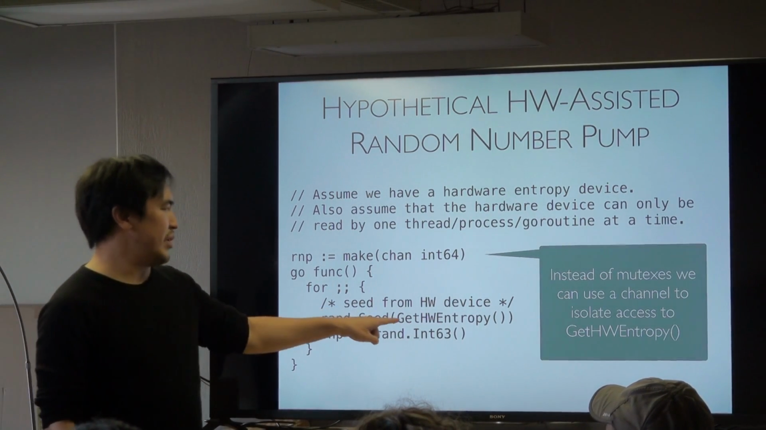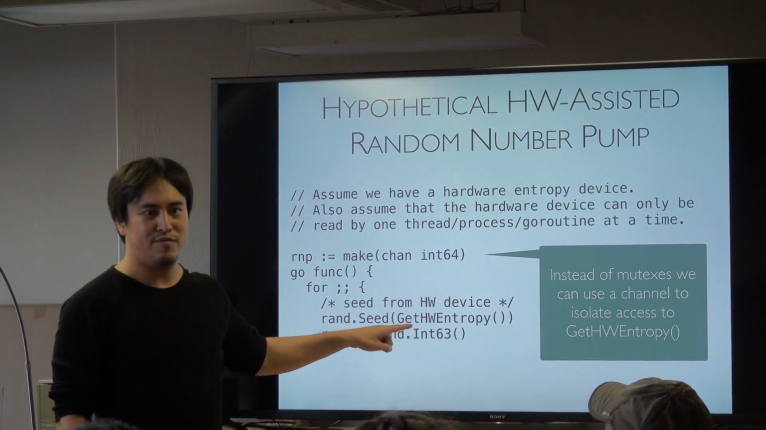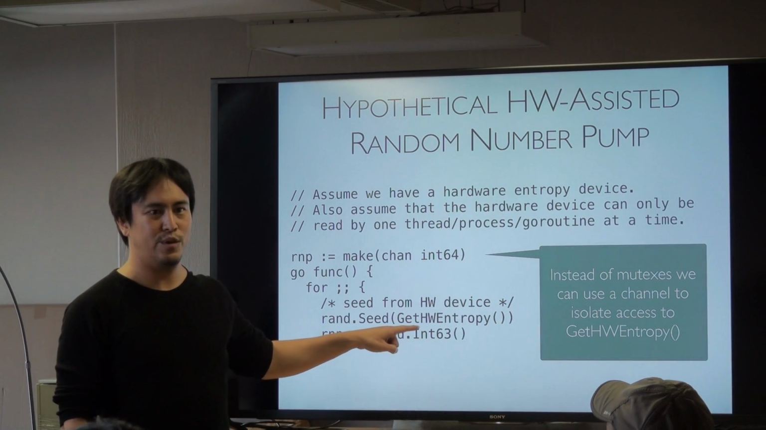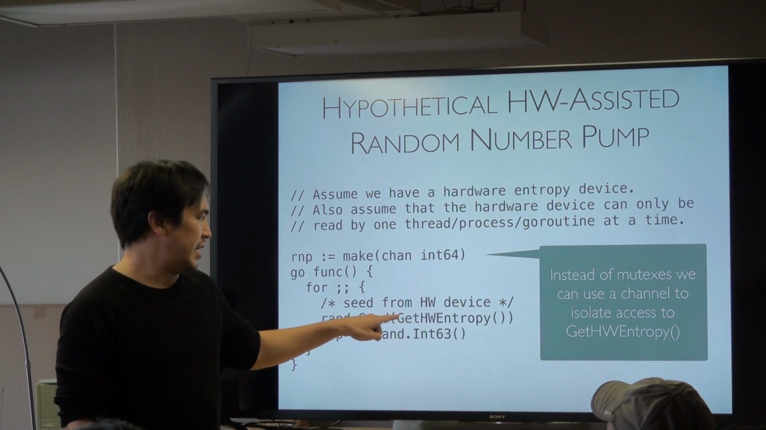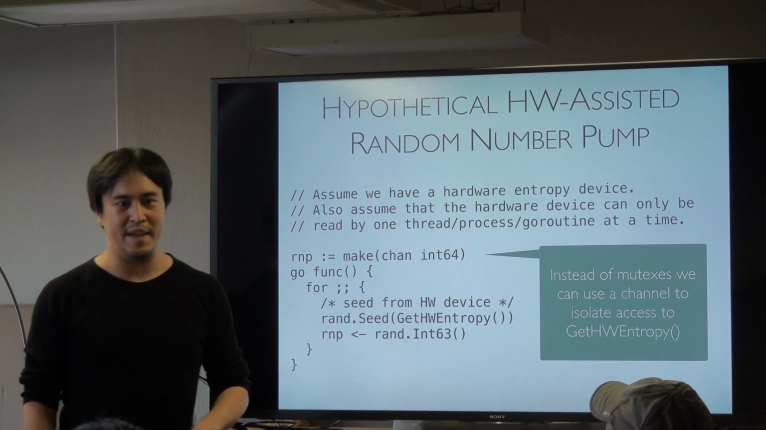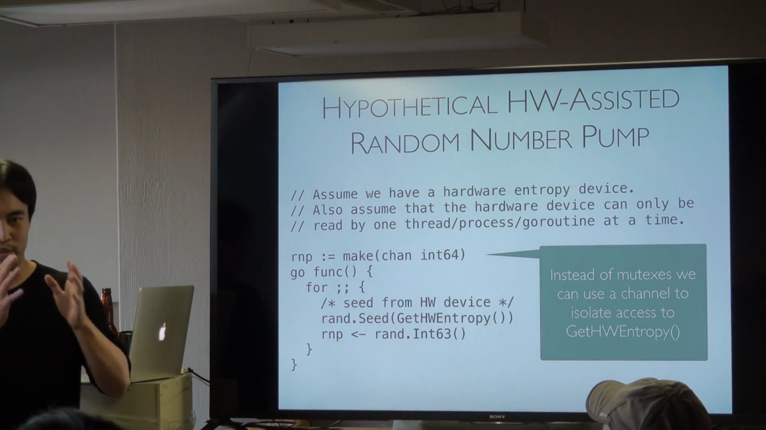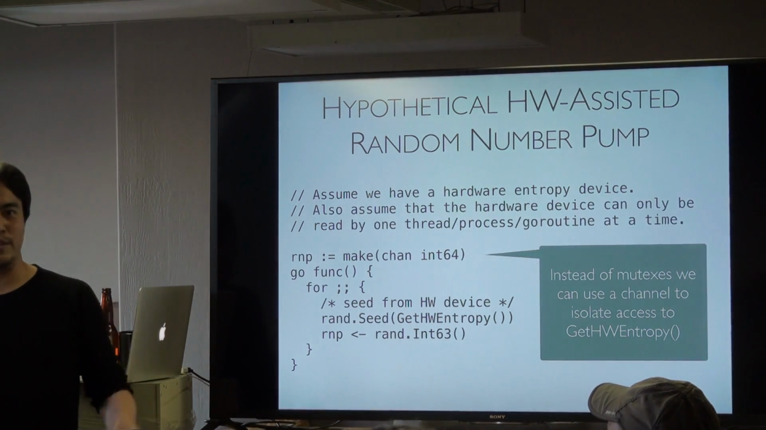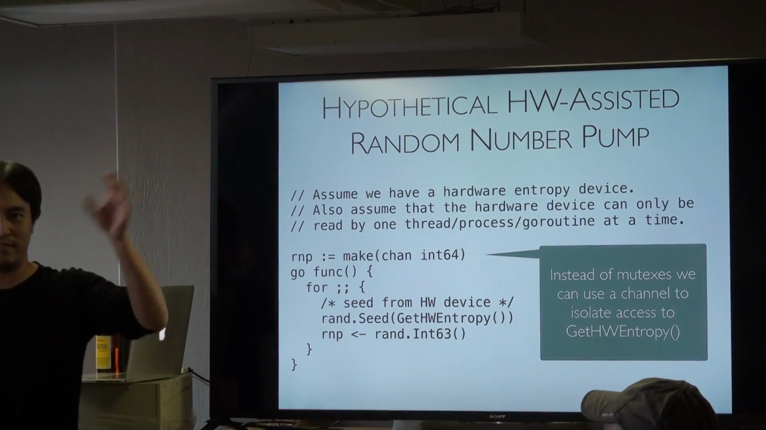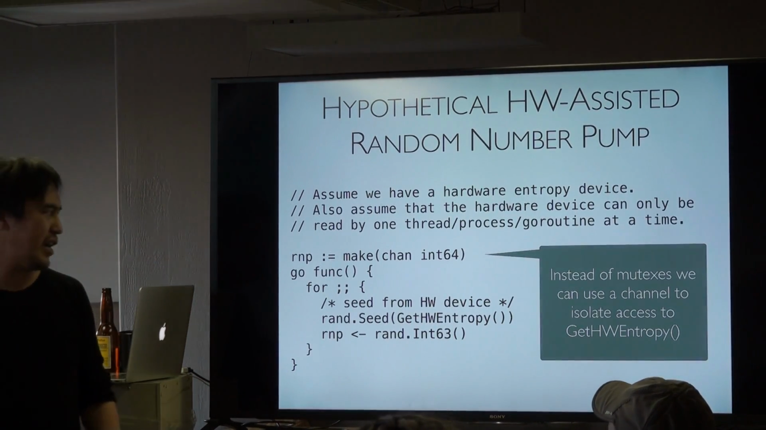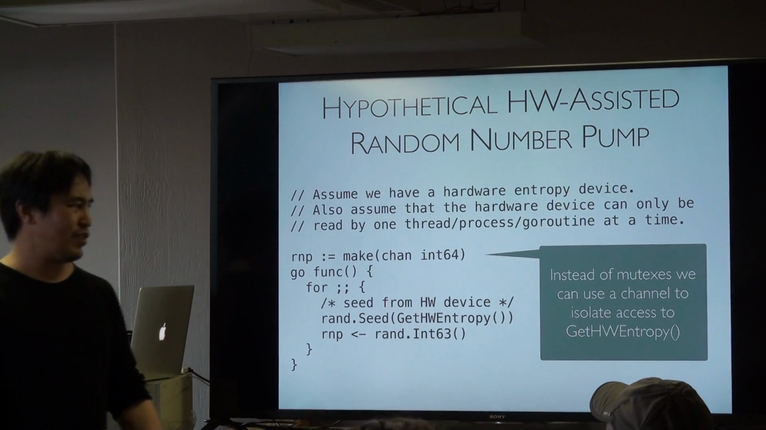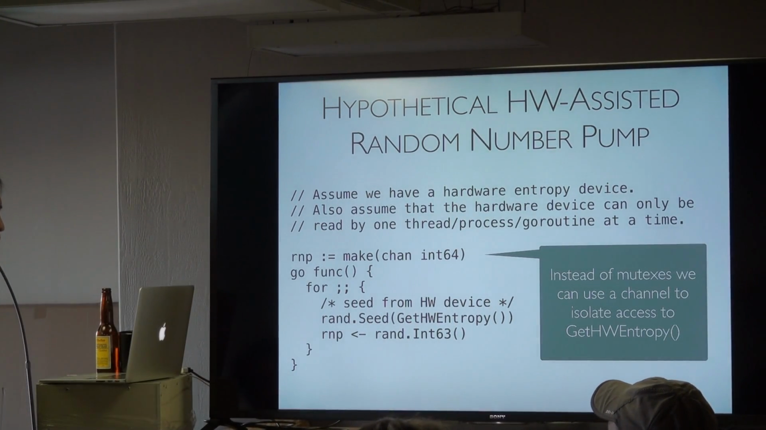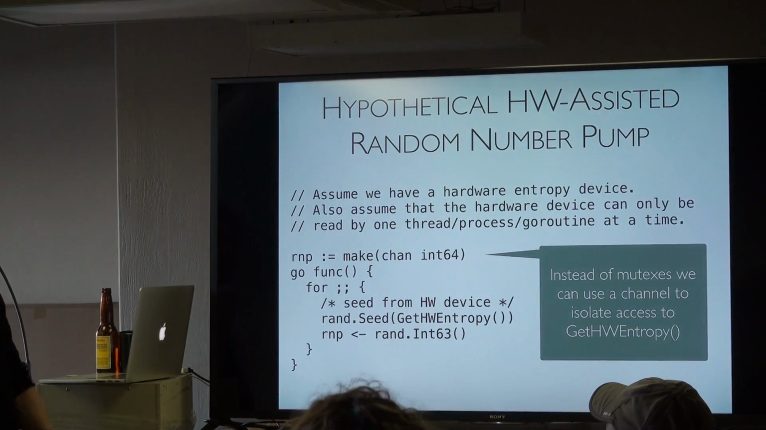But our problem is that we can only have one processor, one Go routine, accessing this function at a time. So basically, we want to isolate access. In the old days, we would use a mutex and just lock and unlock it and wrap it around some nice accessor. But for the purpose of demonstration, we're not going to use mutexes.